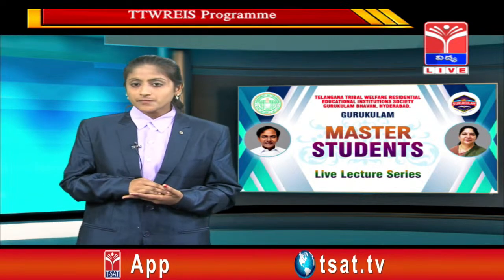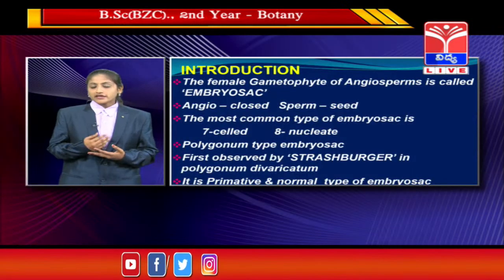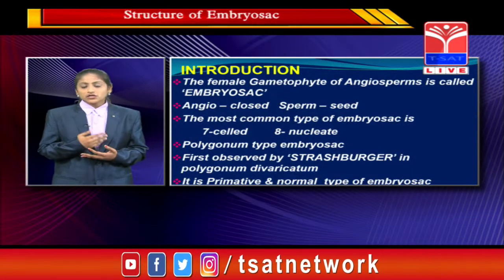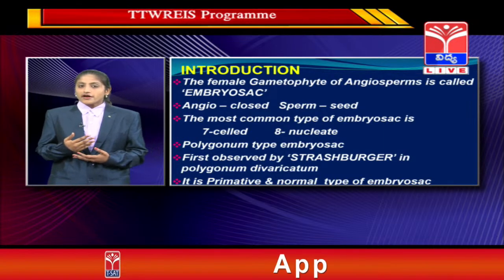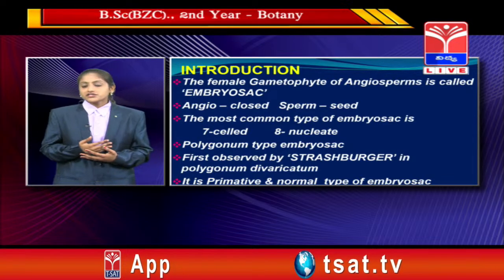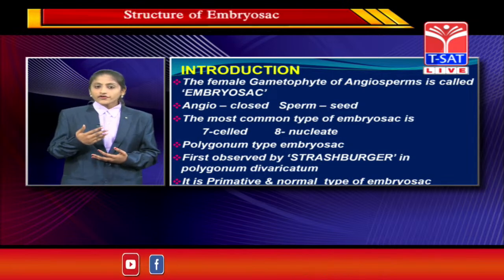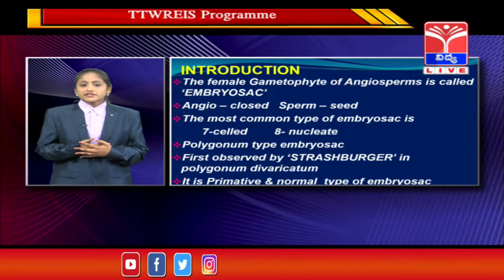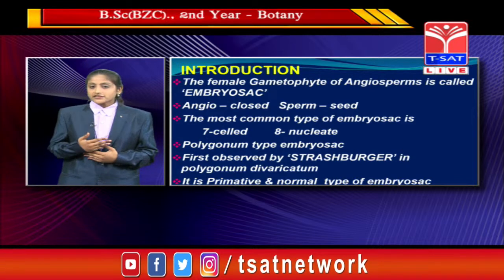Here the angiosperm. Angiosperm is derived from two words. One is angio, another word is sperm. Angio means closed, sperm means seed. So it is called angiosperm. We know that ovule is covered with ovary. After fertilization, ovule gives seed, and after fertilization, ovary gives fruit. And embryo sac is the most common type of 7-celled and 8-nucleated structure.